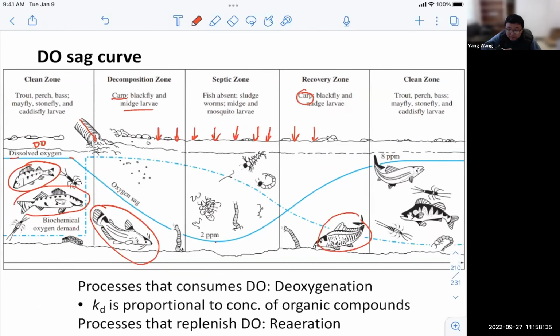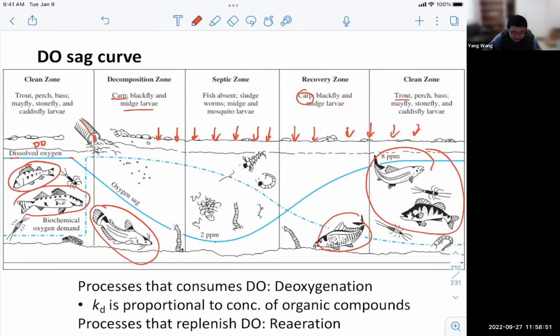And then when you get to the higher DO concentration region again, you have these more diverse species of fish in the river. You can have these trout, perch, bass in there again.